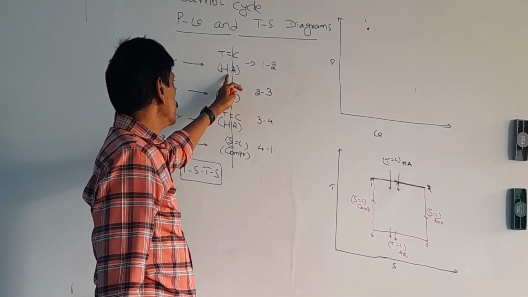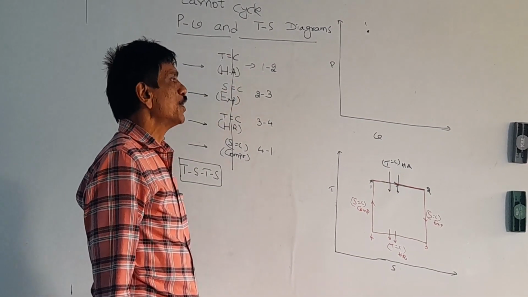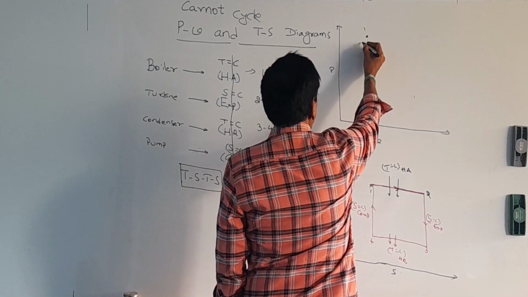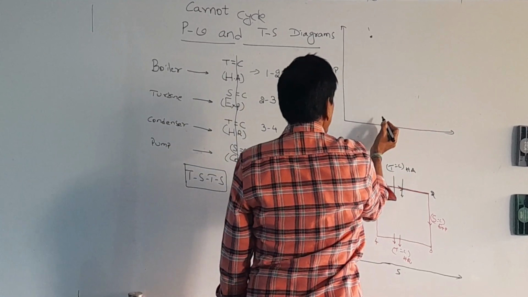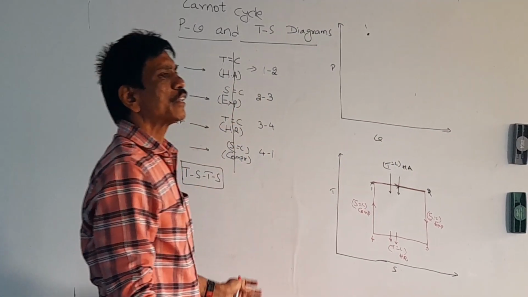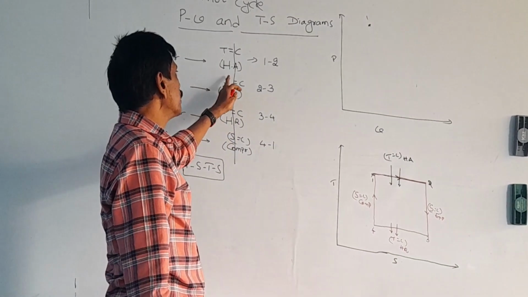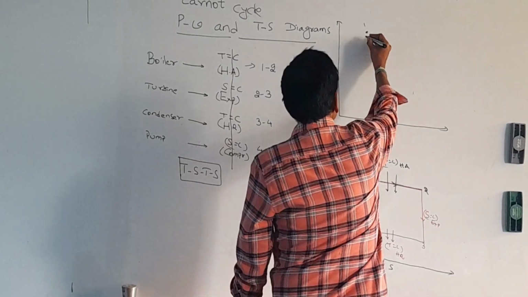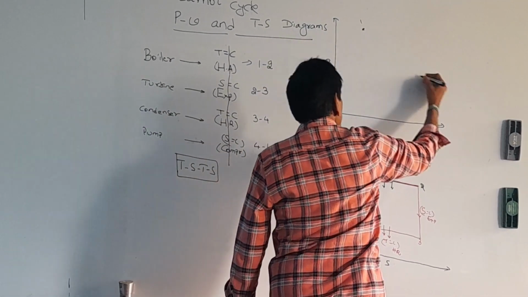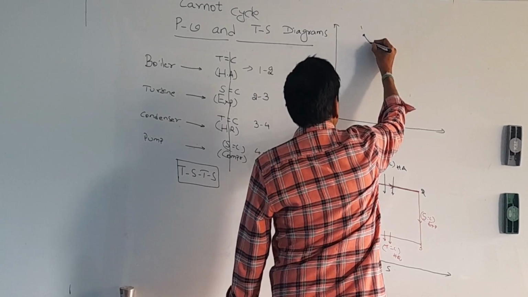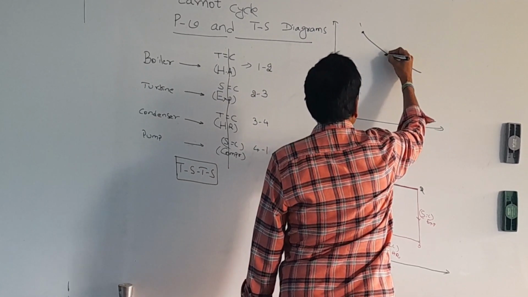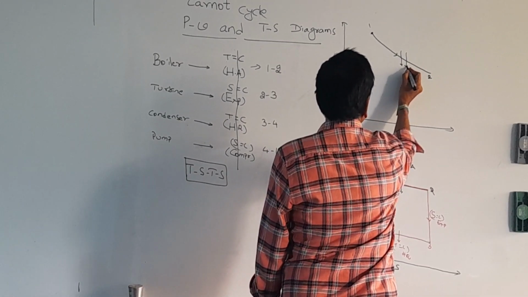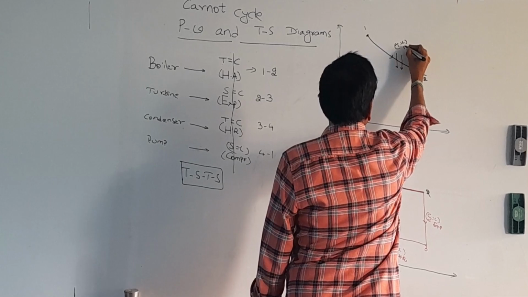Then 1 to 2 is the heat addition, isothermal heat addition. Constant pressure is horizontal, constant volume is vertical. Other than this, curved line. So it is other than these two. That is why it becomes the curved line. Curved line upwards or curved line downwards? We will see. I am drawing curved line downwards. Whether logically it is correct or not, we will see. So this is the isothermal heat addition.